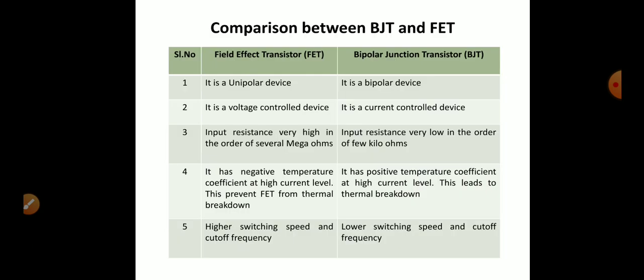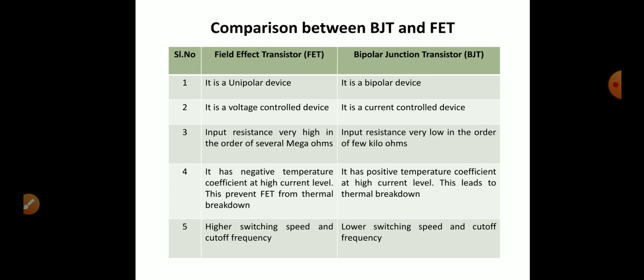Next topic is comparison between BJT and FET. On comparing BJT and FET, we know some points about BJT and FET. FET is a unipolar device, which means the current in the device is carried by either electrons or holes. Hence, we call the FET a unipolar device. But BJT is a bipolar device. That means the current in the device is carried by both electrons and holes, that is, both majority carriers and minority carriers. So, FET is a unipolar device while BJT is a bipolar device.